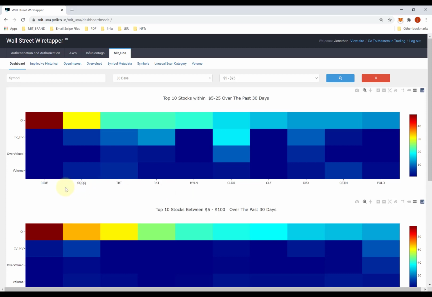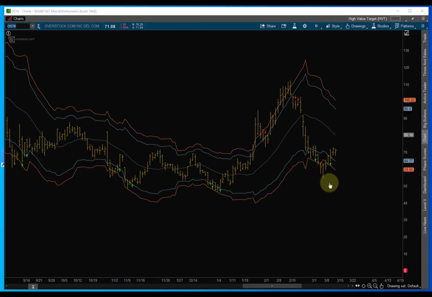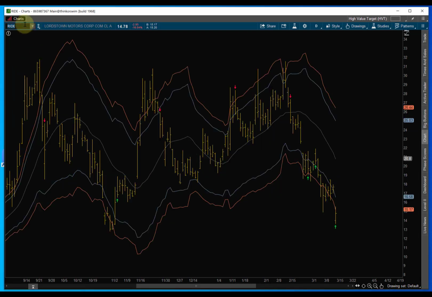Now, we want to find the names that keep coming up in the Wall Street Wiretapper and then go to the high value target tool to see which ones are in play. What's a good buy? What's a good sell? Which ones are in no man's land? Back to Overstock, great example. Don't sell Overstock. We're only buying Overstock.